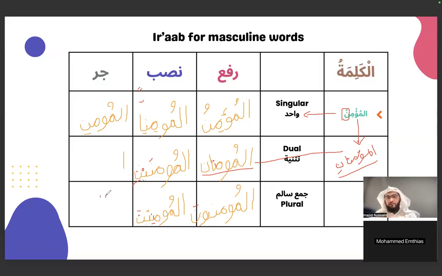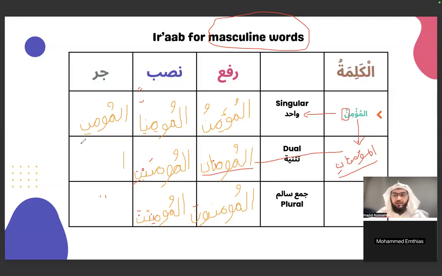Now, this is how the i'raab will work in the masculine words. That means these words are considered to be masculine, right? I hope, Brother Muhammad, this was a little bit helpful for you to practice. Yes, if I practice more, it will come. This needs to be more because these are basics.